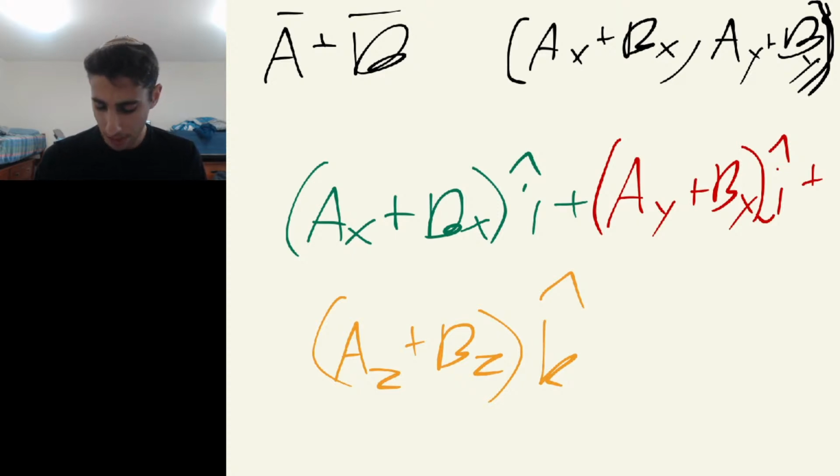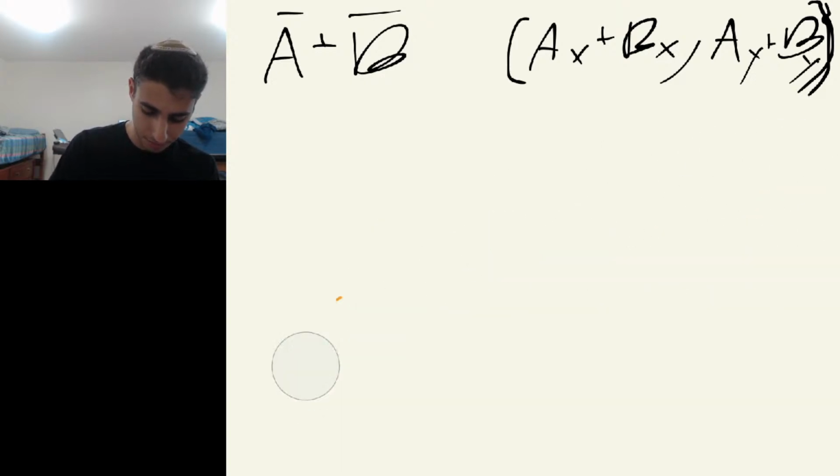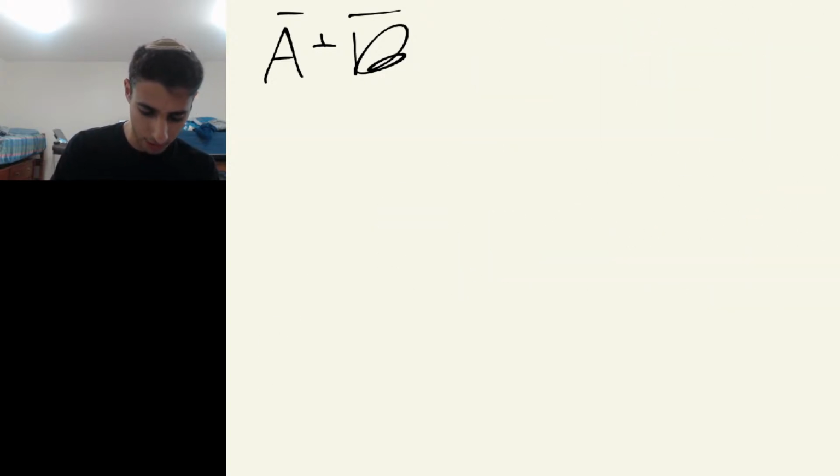ax plus bx times i plus ay plus by, that's a y not an x, times j plus az plus bz times k. Okay, so that would be vector addition. Now let's talk about the dot product. We could also describe the dot product in this vector notation. So instead of a plus b, let's try a dot b. So what would a dot b be in this notation?